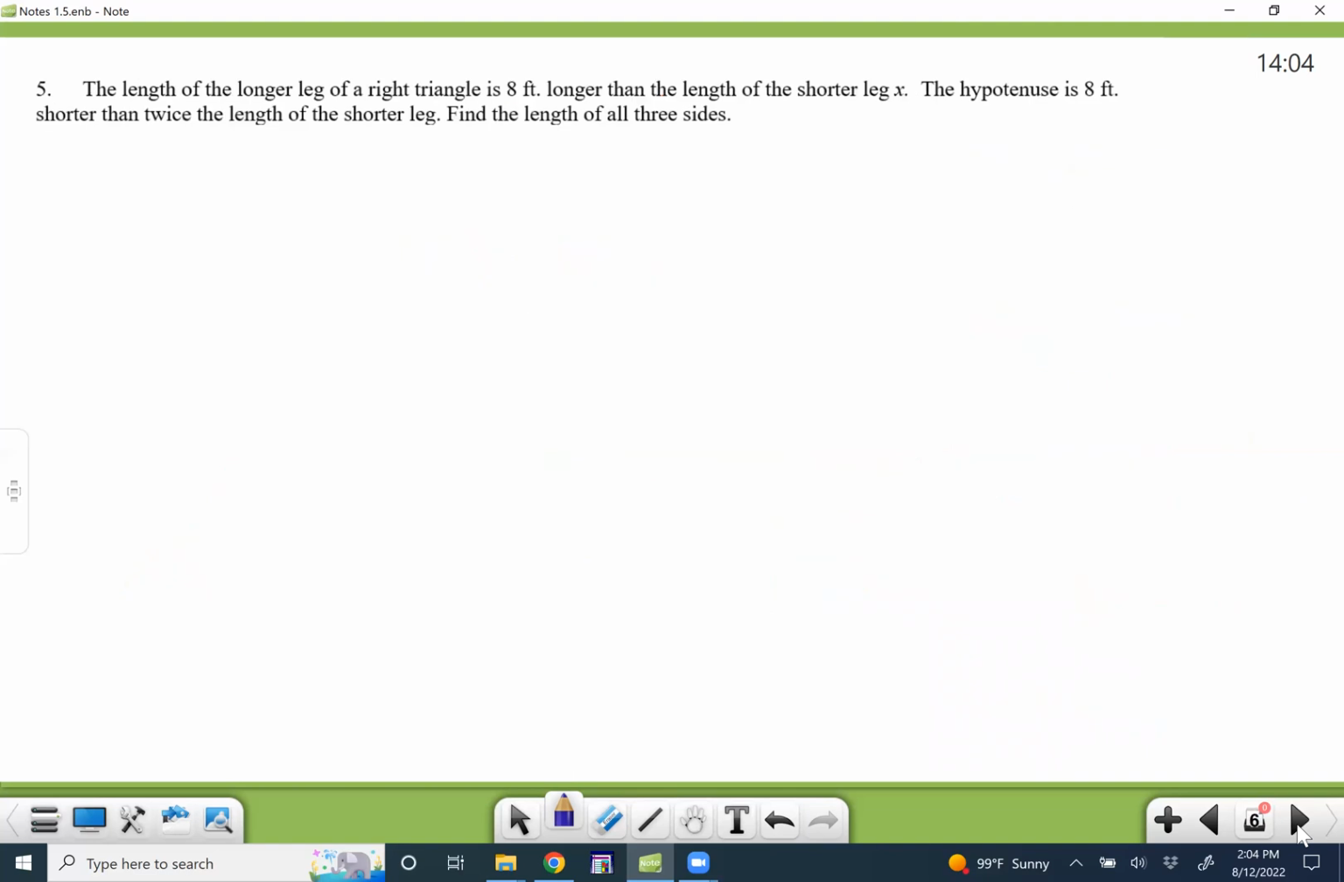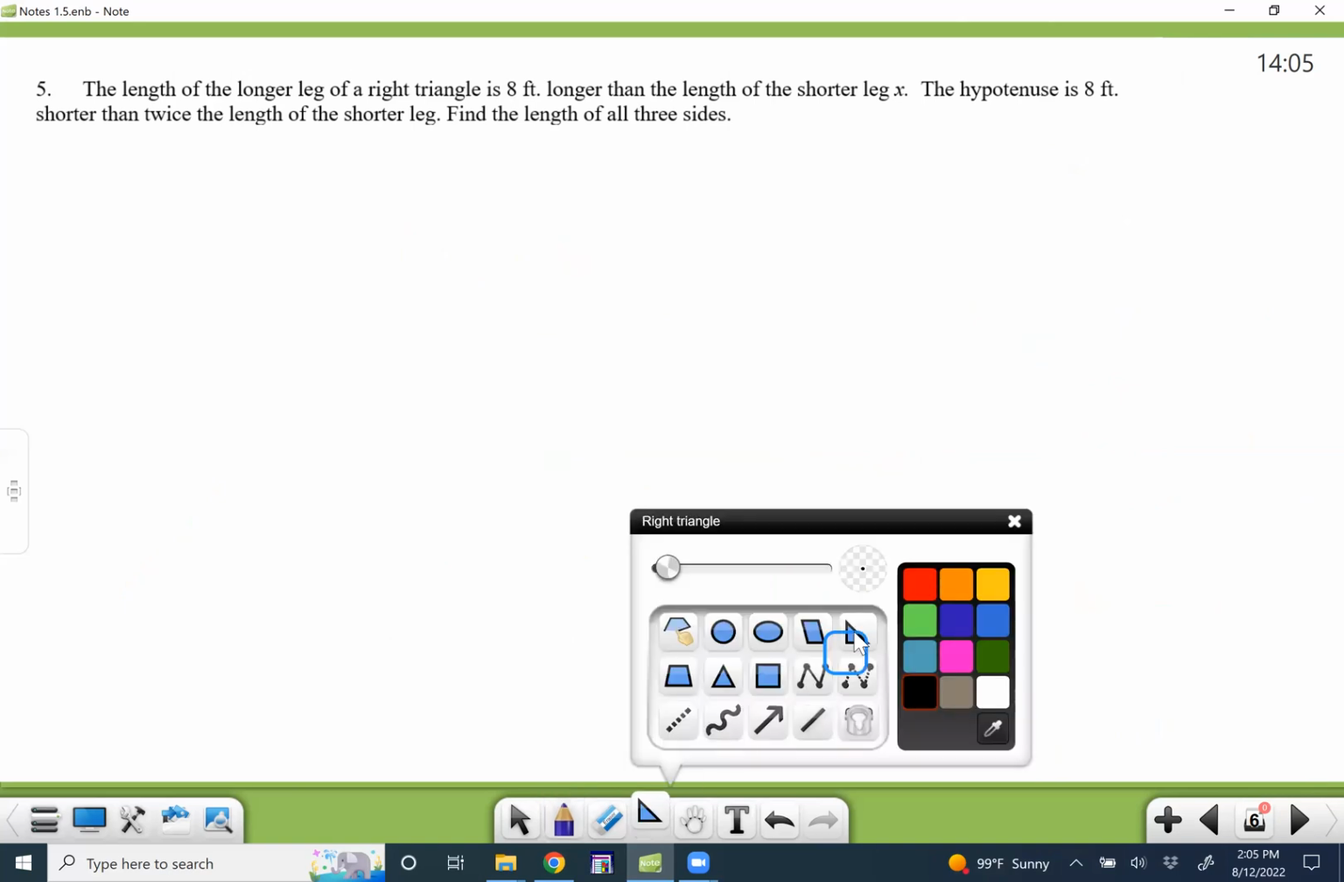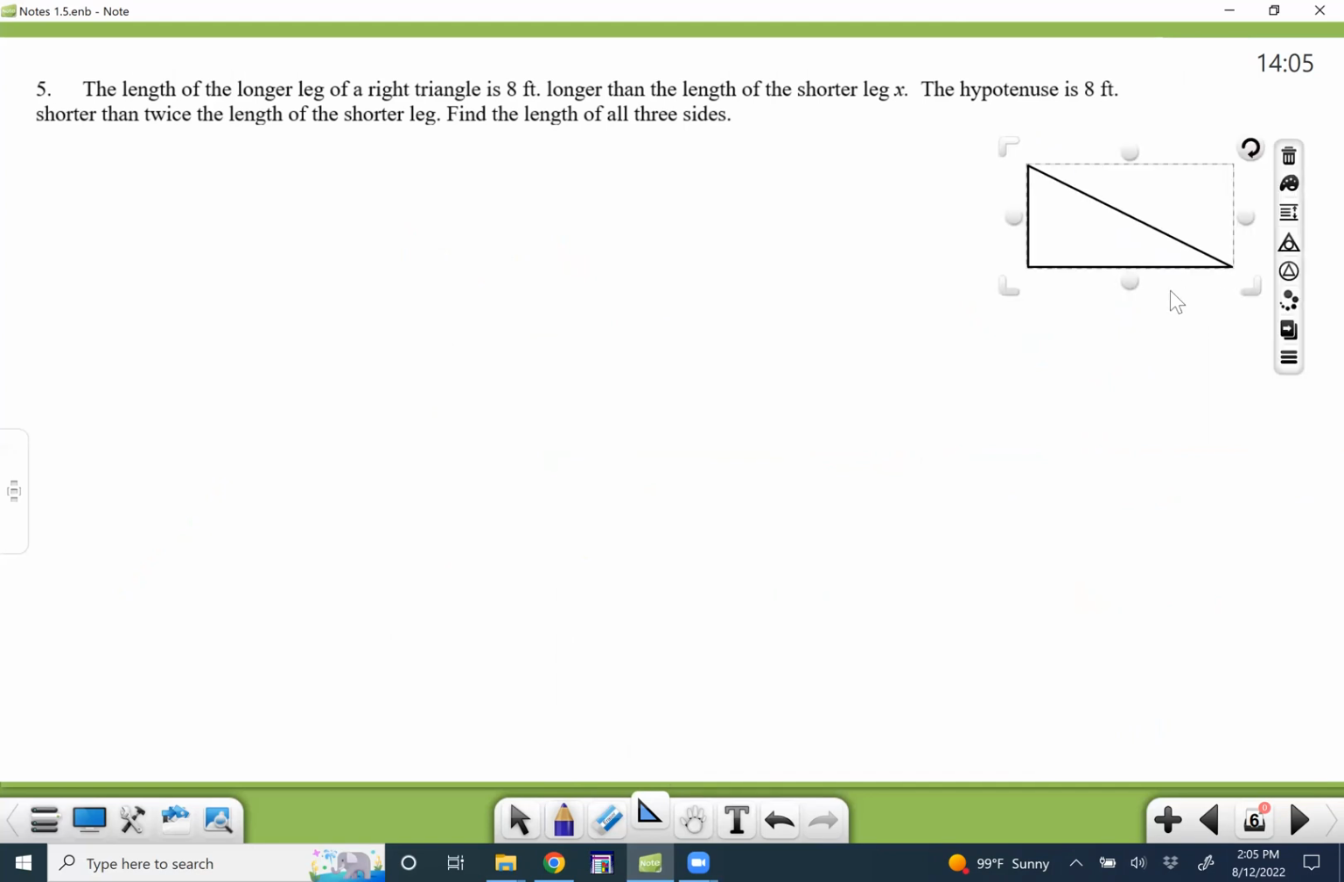Number 5. The length of the longer leg of a right triangle. So it looks like we have a right triangle, you guys, so let me go ahead and draw that. It's not isosceles. It says there is a longer leg, so let's just draw it like that. The length of the longer leg is 8 feet longer than the length of the shorter leg x. Read this, the shorter leg is x.